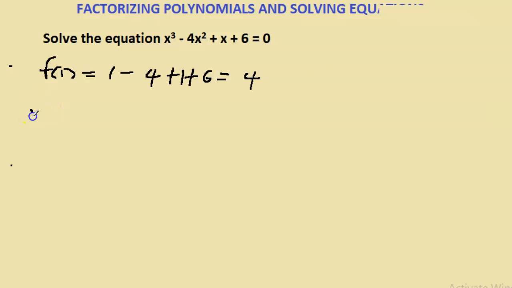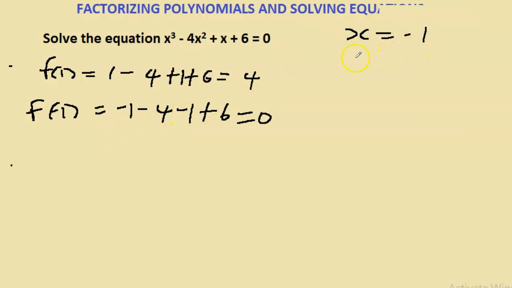Let's try minus 1. Try minus 1, we get minus 1 cubed, that's minus 1, minus 4 times 1, that's minus 4, plus x, x is minus 1, plus 6, so this gives us 0. So minus 1 works. If it didn't work, we try again. So since x equal to minus 1 works, then the factor is actually x plus 1.